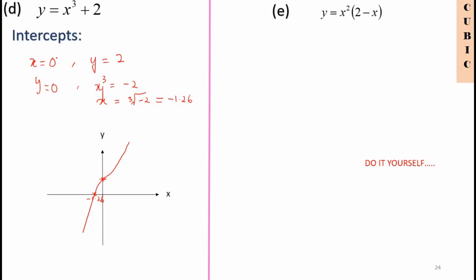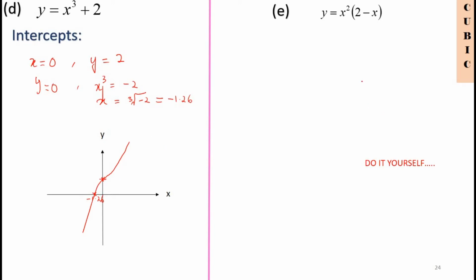Now we go for cubic function. If you have y equal to x cubed plus 2, as before, you have to find the intercepts by substituting x equal to 0 and y equal to 0. When x is equal to 0, you get y is equal to 2. When y is equal to 0, you get x is equal to negative 1.26. From these 2 points, you just plot onto the graph, then you get this graph.